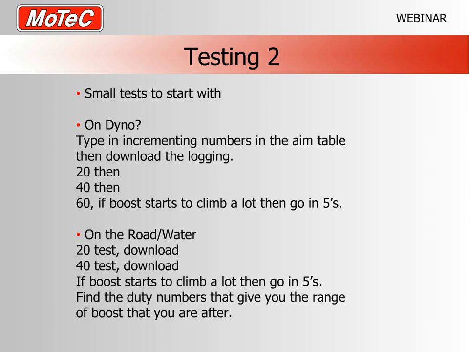And if all of a sudden with the duty number at 100 you're sitting at your wastegate spring pressure of 12 pound, then you've got the polarity wrong. Now you can tune where 100 means low boost and low numbers mean high boost. That's up to you, but you need to get a feel for what numbers in the aim table make what boost.